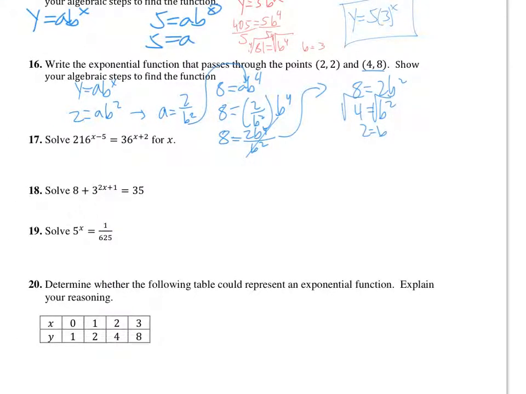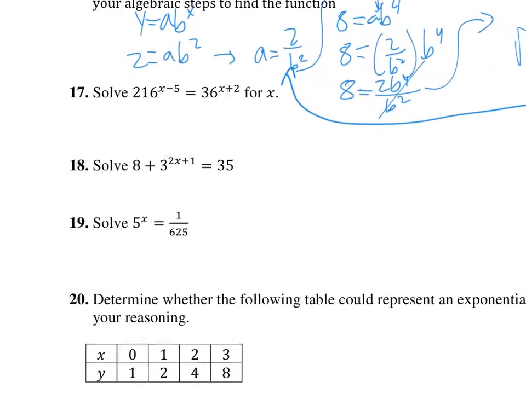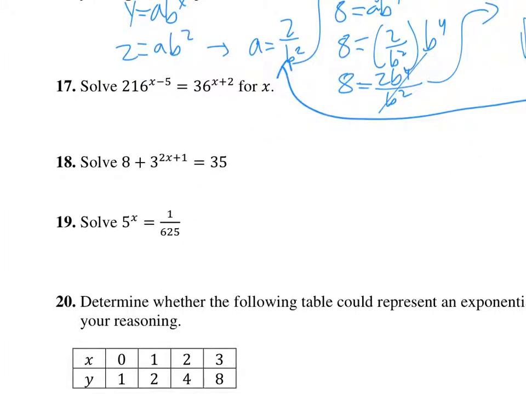So if b is 2, we can come all the way back over here, plug that in, and we see that a is 2 over 2 squared, which is 2 over 4, which is 1/2. And so our function is y equals 1/2 times 2 to the x. Okay? All right. Solving exponential equations, we basically want to take the logarithm, unless we can find a common base.